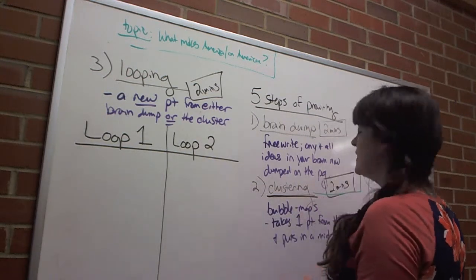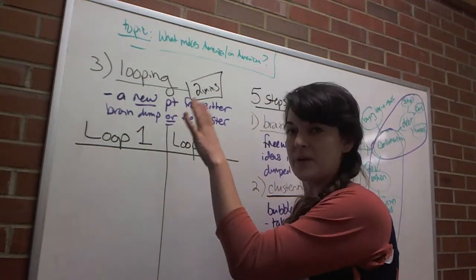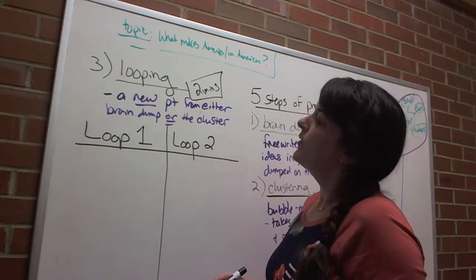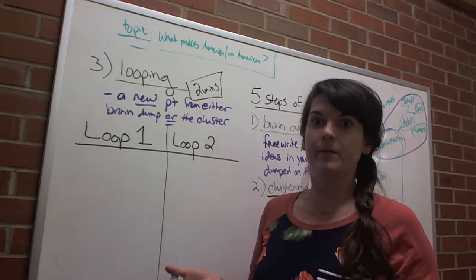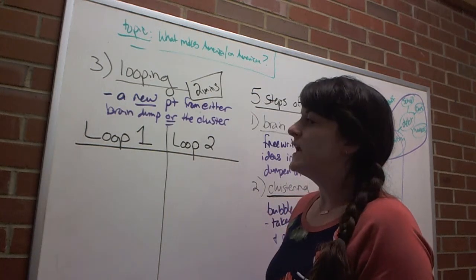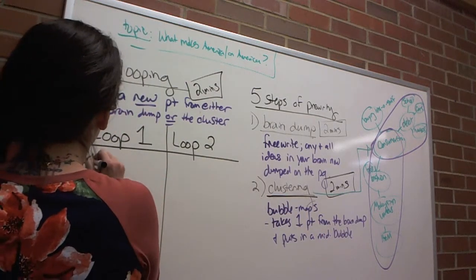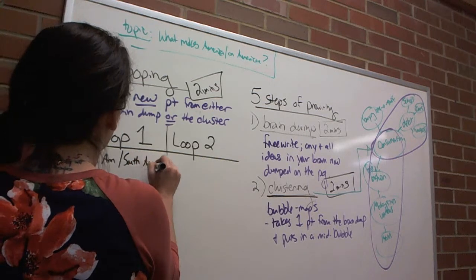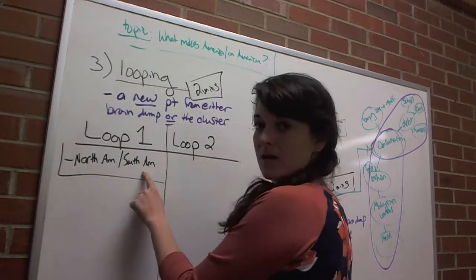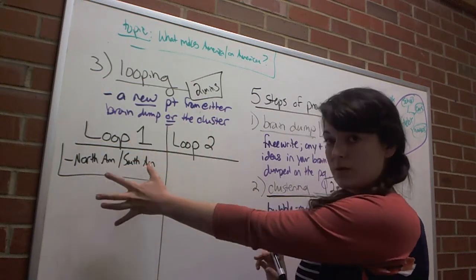So I'm going to pull something new from brain dump or cluster. Now I know I erased my brain dump, but I remember, let me see, so we're still with this topic, right? What makes America, or what makes an American? And I'm going to take the North American and South American, because I haven't talked about that. I'm going to put North American, South American, and I'm going to make that the topic of loop 1. Does that make sense? We're not doing anything with loop 2 yet, just doing loop 1.